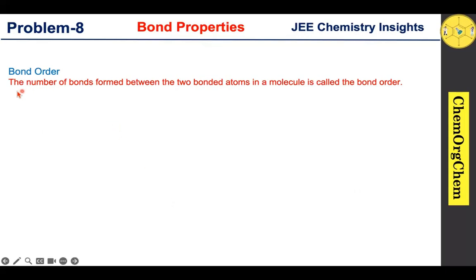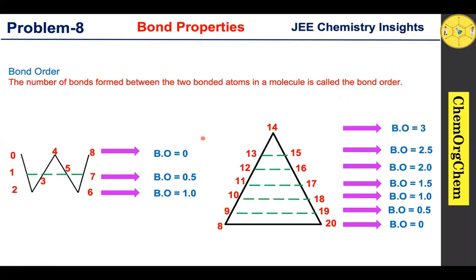Bond order means the number of bonds formed between the two bonded atoms in a molecule. In general, bond order can be calculated by using molecular orbital theory. However, that takes too much time to calculate the bond order of a given molecule. So we have already discussed a trick to find the bond order in a simple way. If we memorize these two diagrams, it is really simple to calculate the bond order of a given molecule.